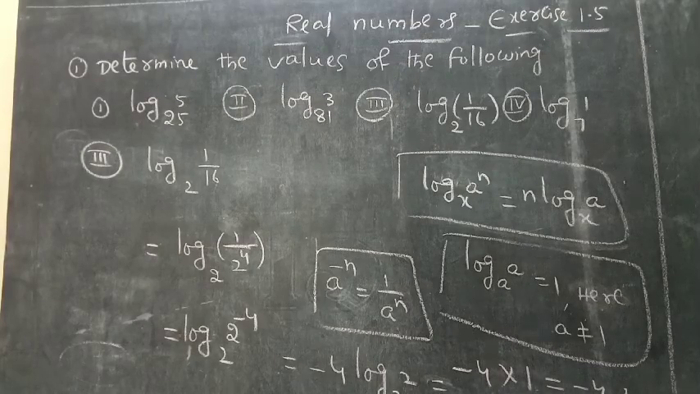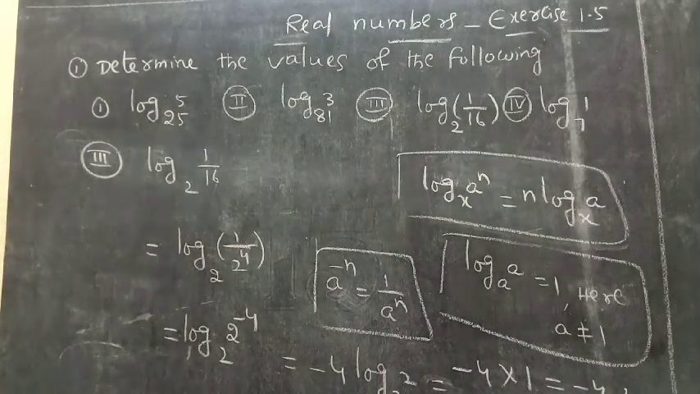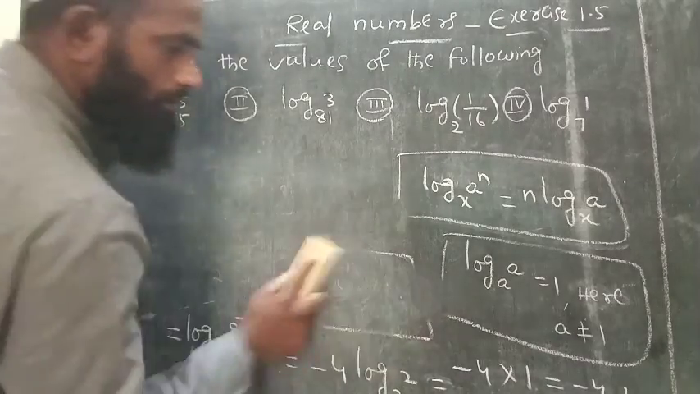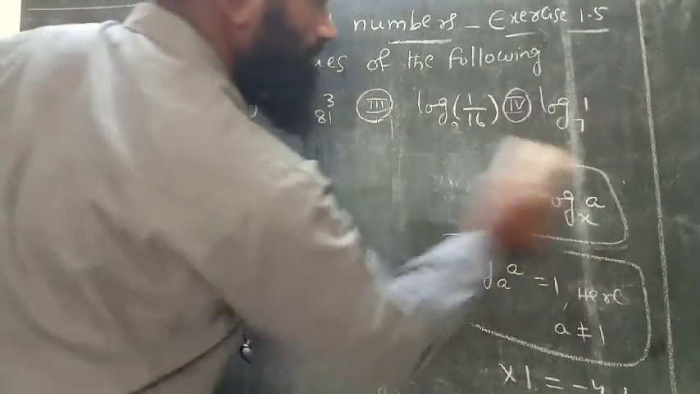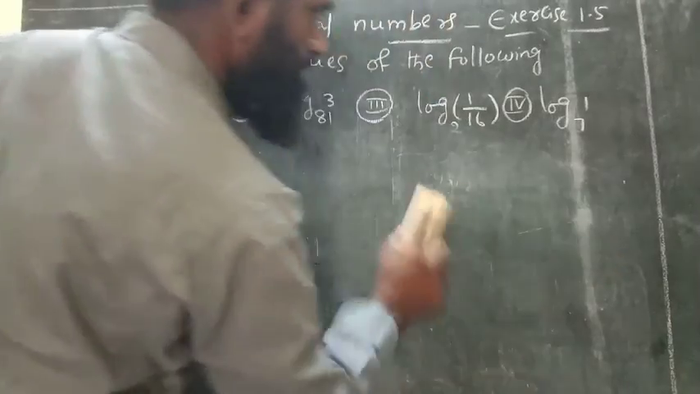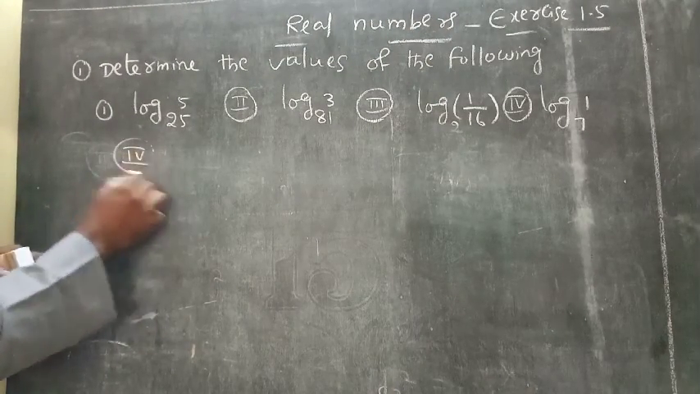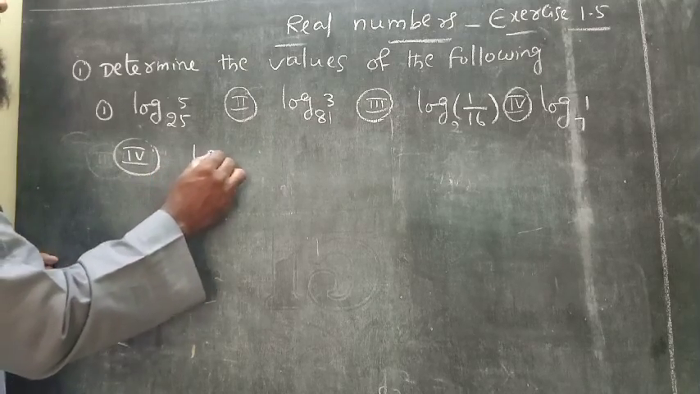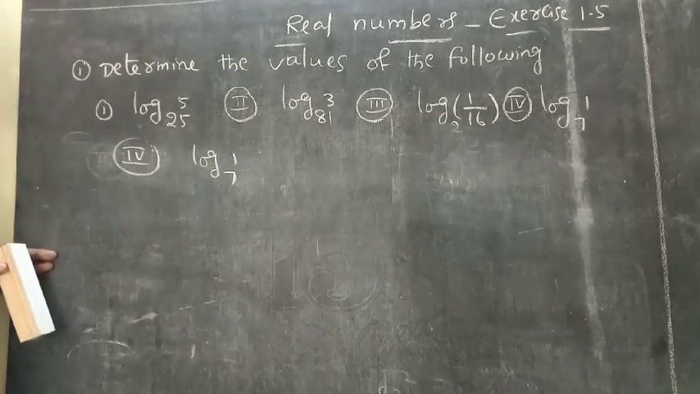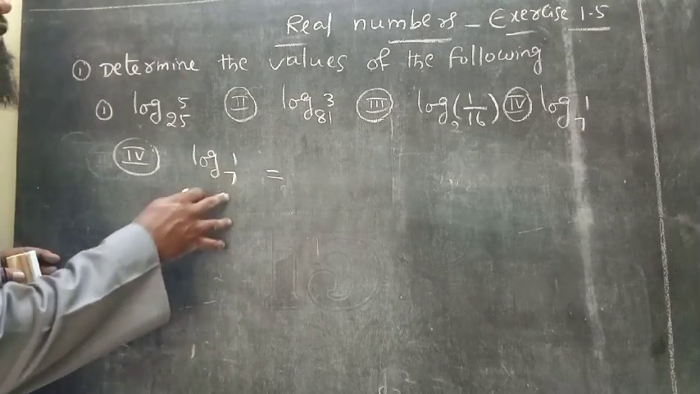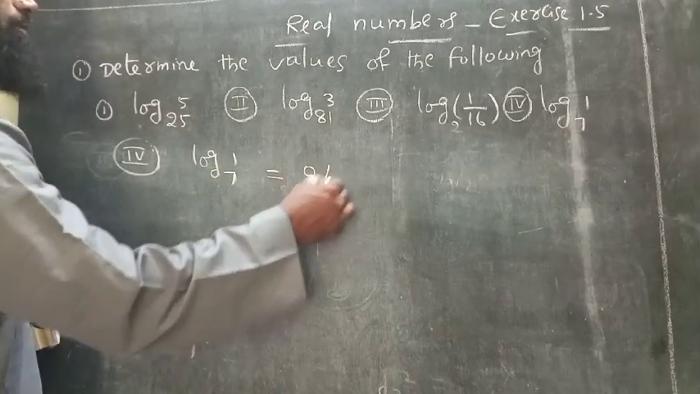Next, the fourth one. What is the fourth one here? Log 1 to base 7. Already we discussed that log 1 to any base, the answer is 0.